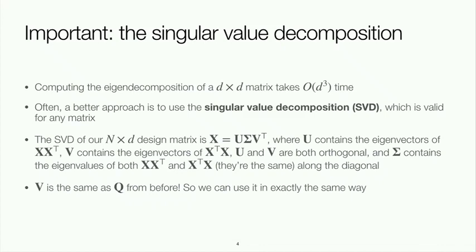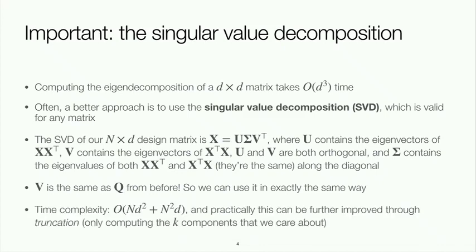And if this is just doing the same thing, why am I telling you about this? It's because the time complexity is a little bit better. Now it's something along the lines of nd squared plus n squared d, which kind of means, whichever one is smaller, n or d, that term is going to dominate a little bit. Nevertheless, this is typically better than just having d cubed runtime.